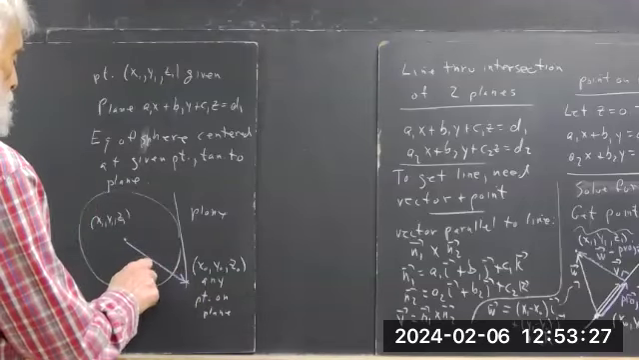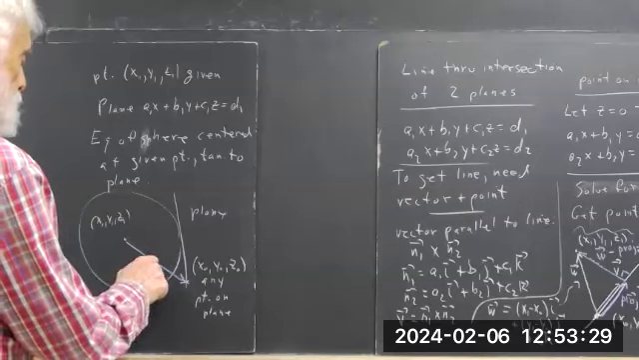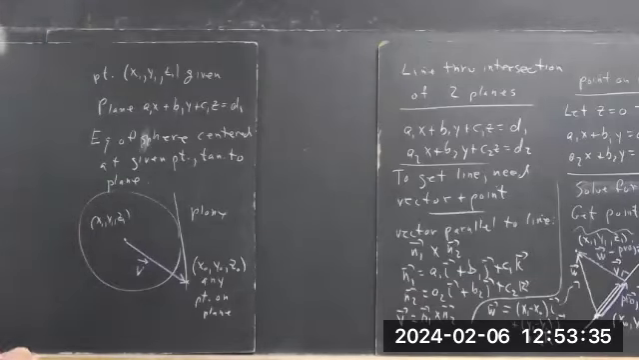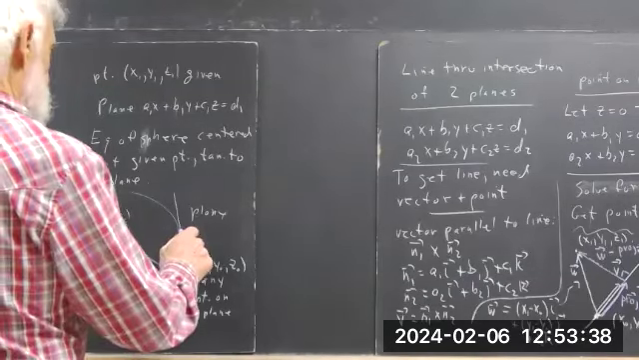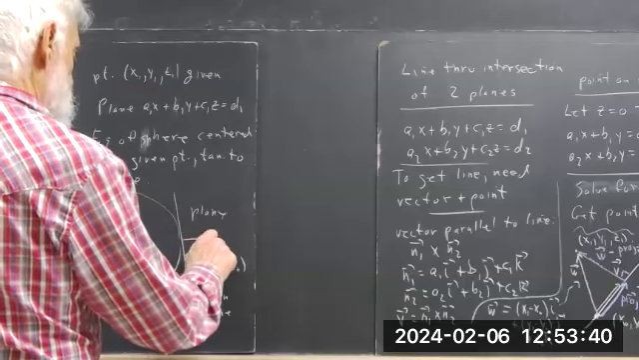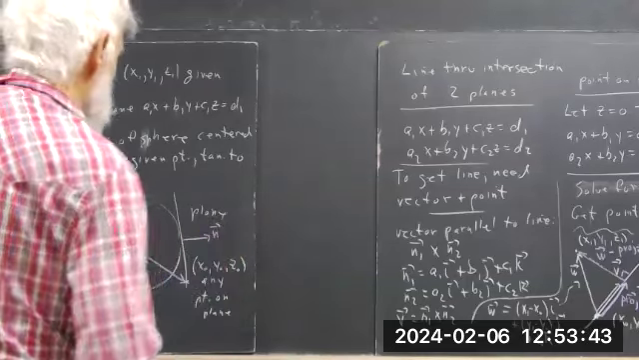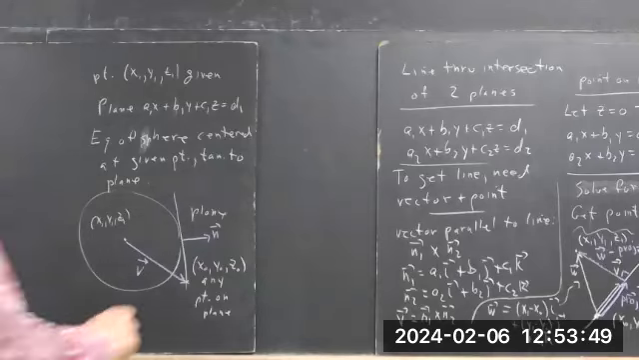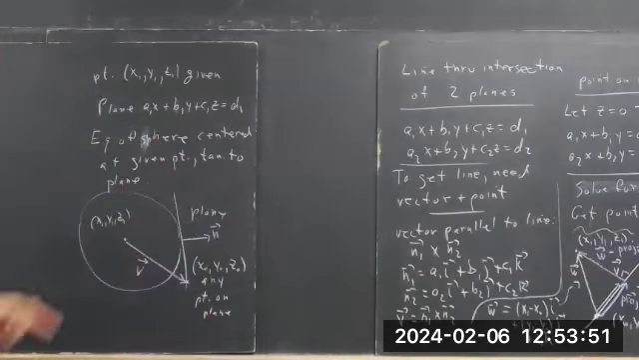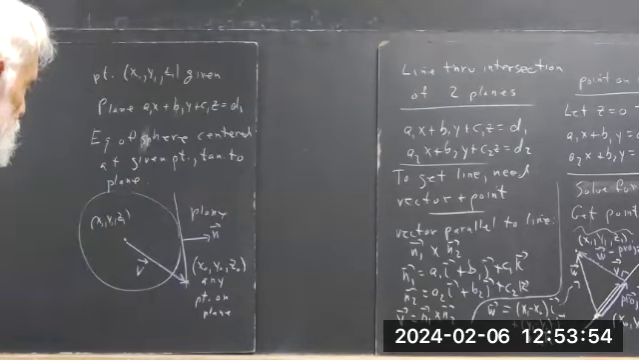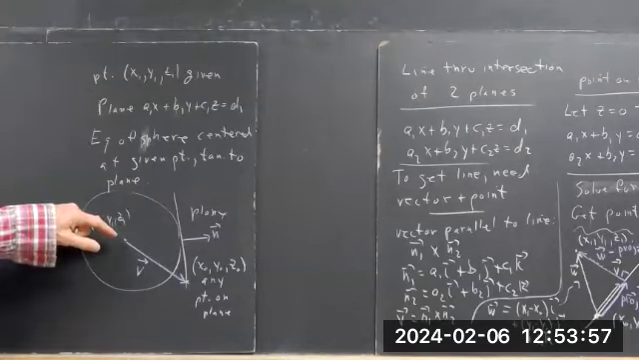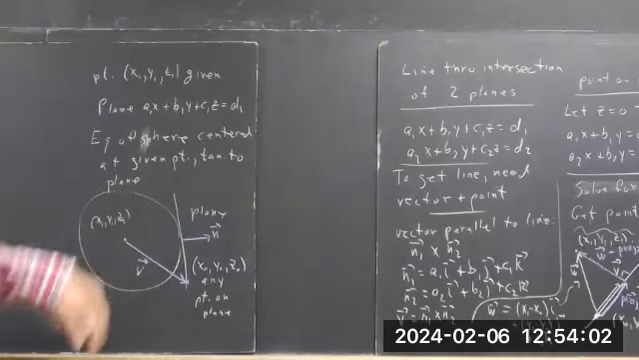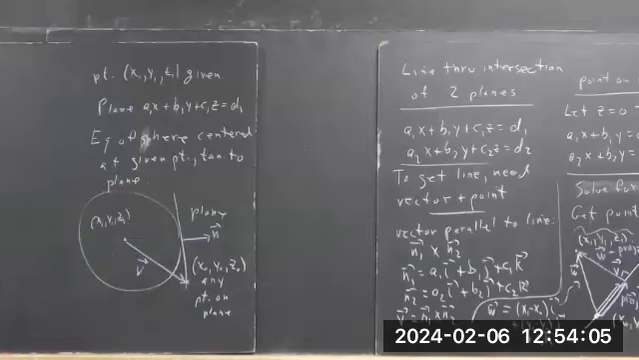Okay, so I've got this vector Z. I've got the normal to the plane. What's that? A1 i plus B1 j plus C1 k, right? There's a normal vector. What's my distance from here to the plane? Project this vector onto a normal vector.